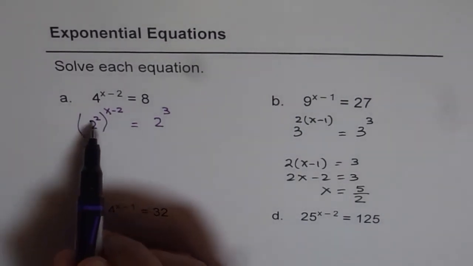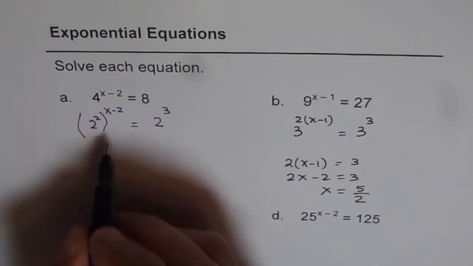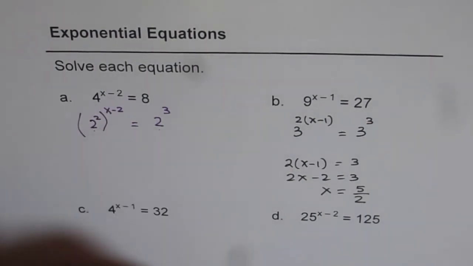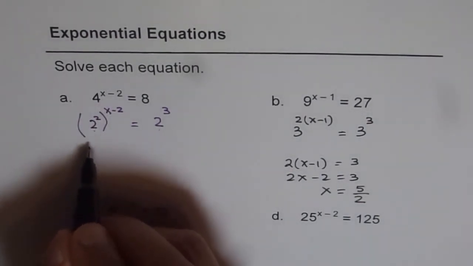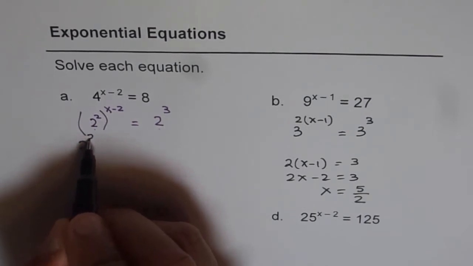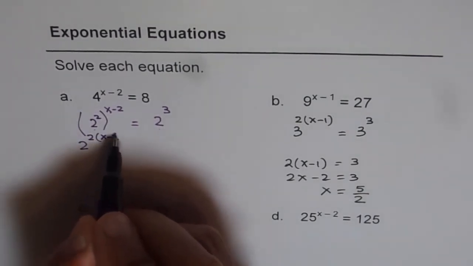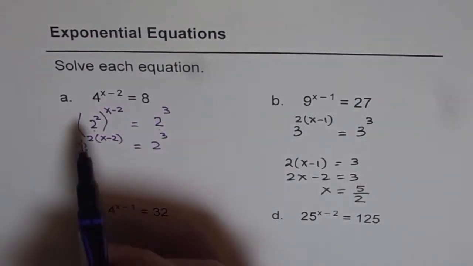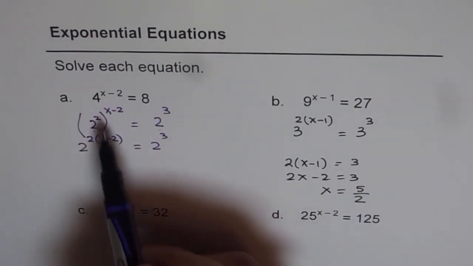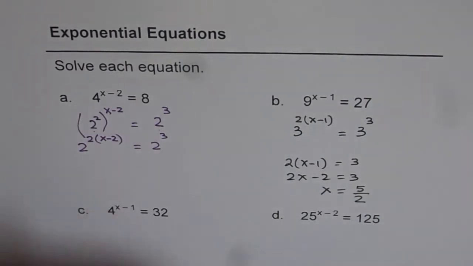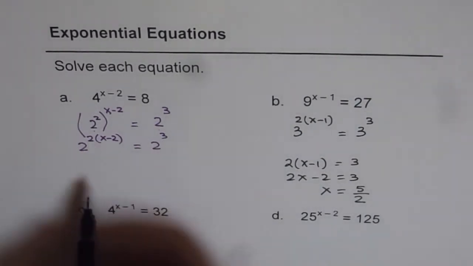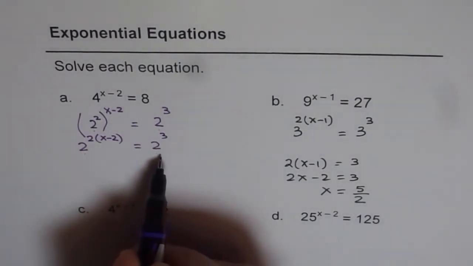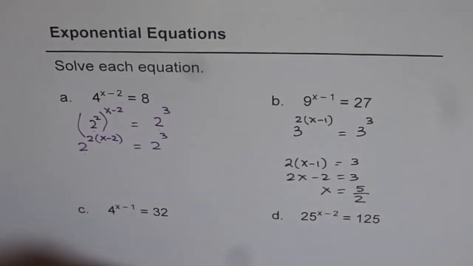Now, 2 squared to the power of x minus 2, and we have the same base, 2 and 2. That means I can write this as 2 to the power of 2 times x minus 2 equals 2 to the power of 3. That is using the exponential laws, right? The exponents get multiplied. Now we can equate exponents when we have the same base. This time the base is 2, right? So we change the base for both left and right side. That is the strategy here.